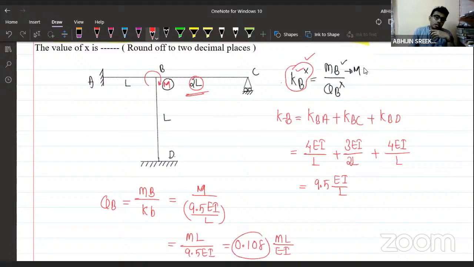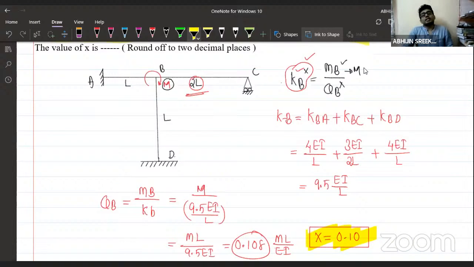So this is the X value. X value can be reported as 0.108, something like that, 0.11 or 0.108. You can put the answer something like this. This will be the X value there, and this will be our answer.